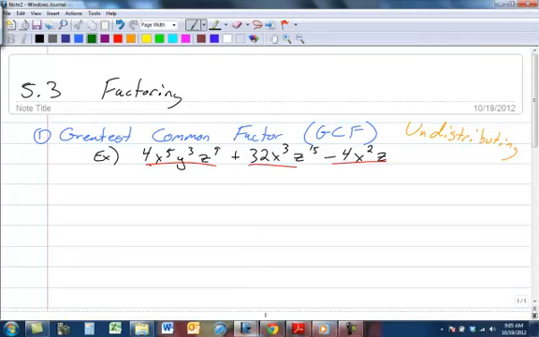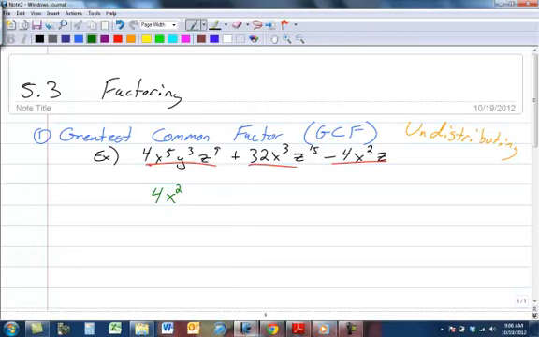4, 32, and 4. What is the greatest common factor that all 3 of those numbers have in common? In this case, they all happen to have 4 in common. Now, look at the x's. All 3 of these terms have x's. They each have at least 2 x's. So we're going to write the greatest common multiple, x squared. They all have at least 2 of them.